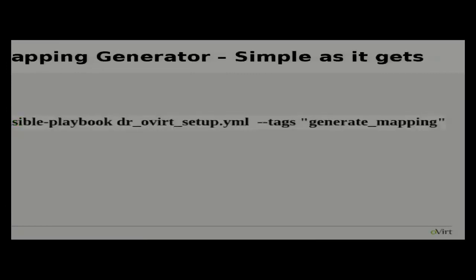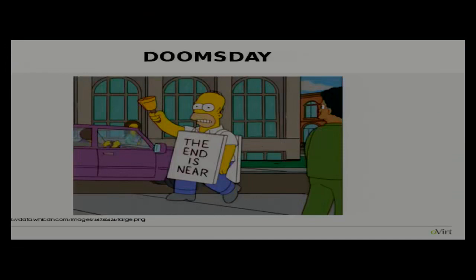Then what it needs is a simple command, not something too flashy: ansible-playbook, the play which you defined before, and tags to indicate to generate the mapping. Okay, so after that, we got the mapping file. We have a secondary.